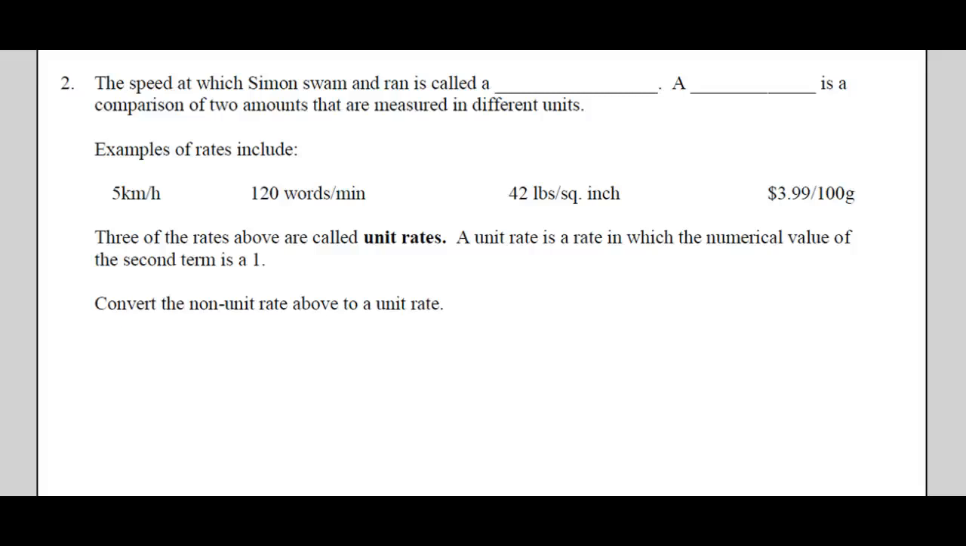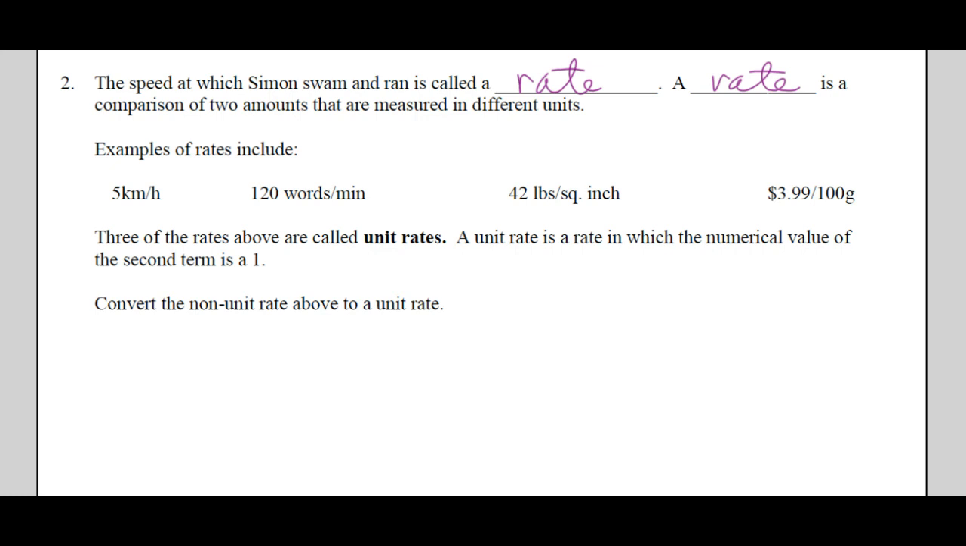Okay, so the speed at which Simon swam and ran is called a rate. A rate is a comparison of two amounts that are measured in different units, right? So kilometers per minute, different units. Examples of rates: 5 kilometers per hour, 120 words per minute, 42 pounds per square inch, $3.99 per 100 grams. Three of the above rates are called unit rates. A unit rate is a rate.